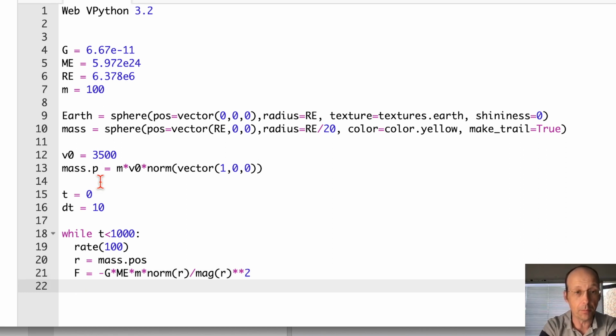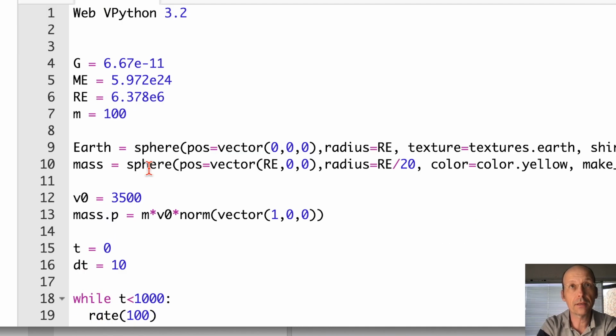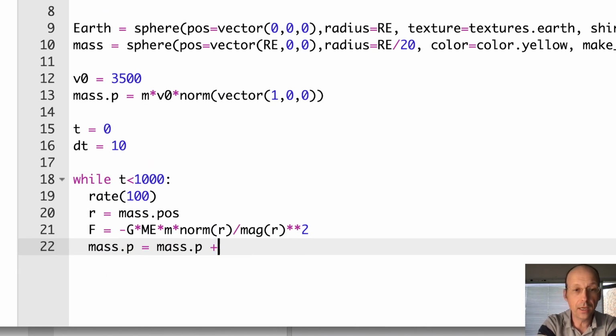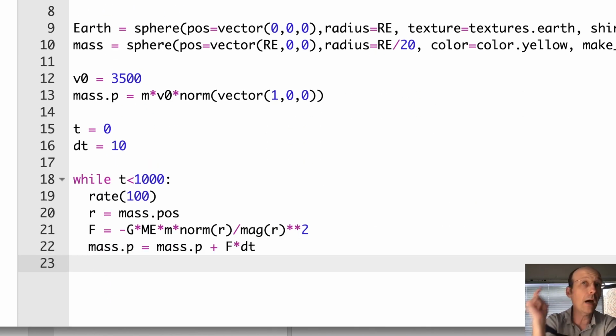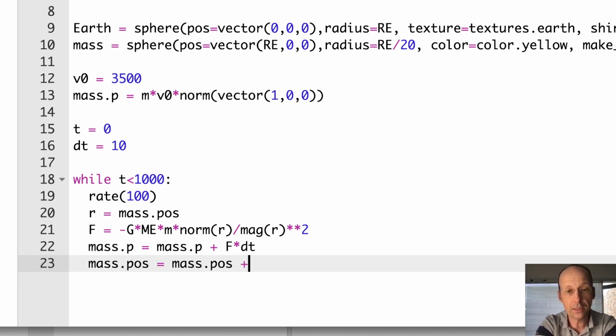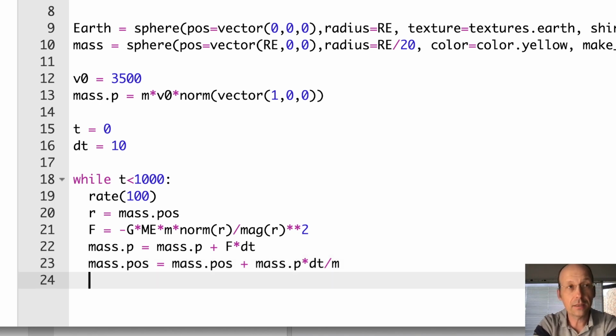Now I'm going to update the momentum of that. I already gave it an initial momentum. So mass.p equals mass.p plus F times dt. Now I'm going to update the position. mass.pos equals mass.pos plus mass.p times dt divided by m. And then finally, I just need to update the time. t equals t plus dt. Let's run it.